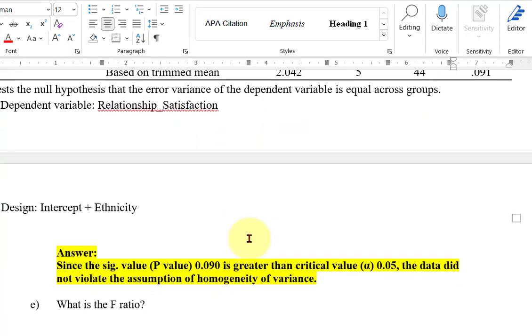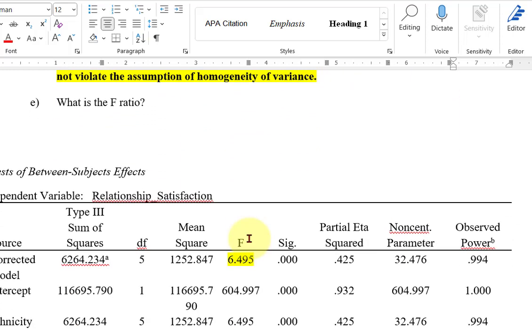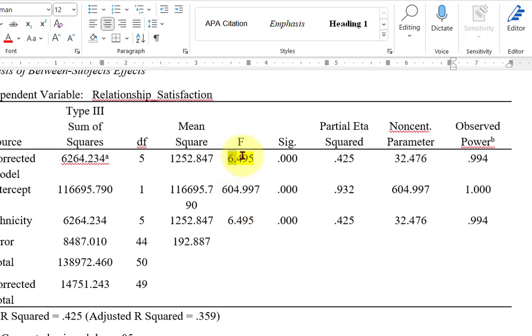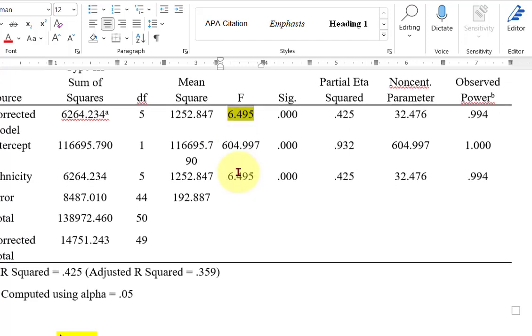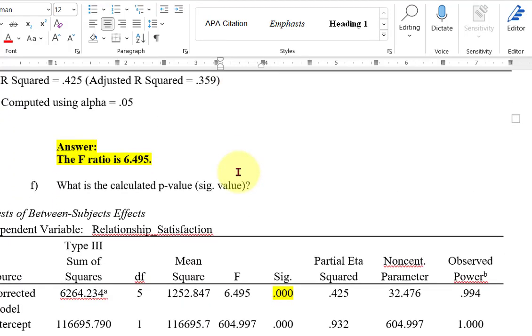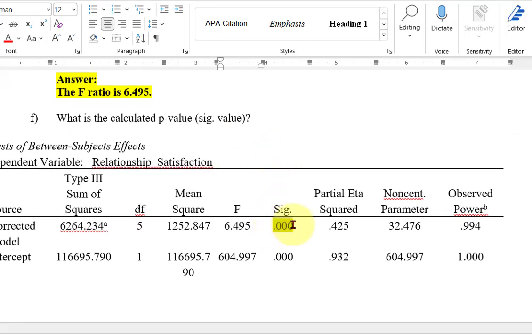What was the F ratio? That's this. So in other words, what that means is that because it's a ratio, it's 6.5 times the percent of the variance is coming between the groups as compared to within the groups. So that is obvious that the difference in relationship scores is coming from between the groups, and that's why it came out significant. And the calculated p-value is less than 0.001.